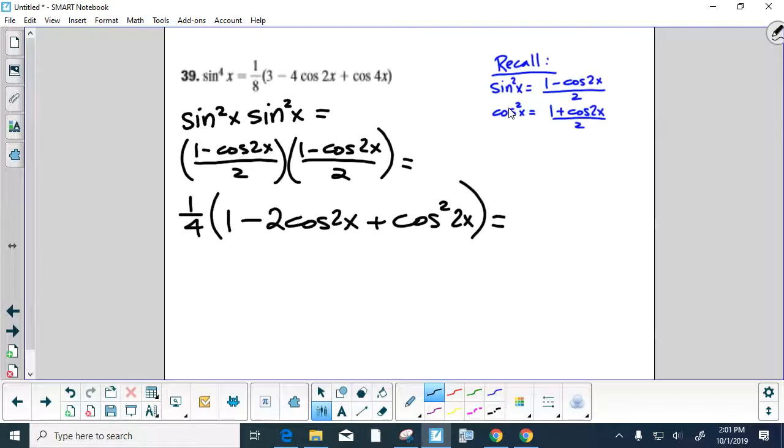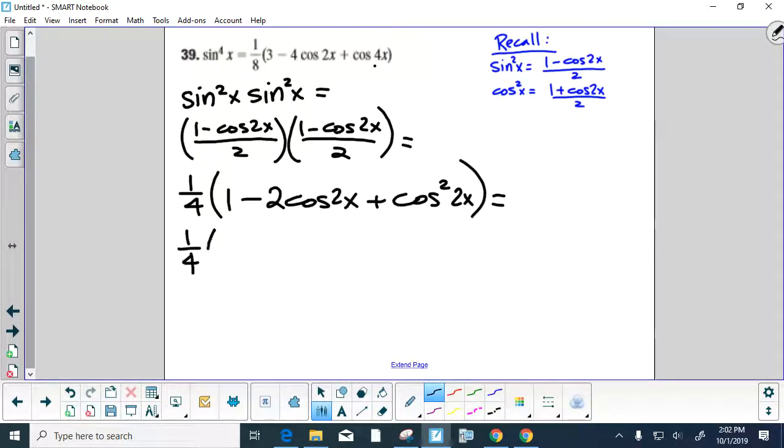But what do I need? I need a 4x. So I'm going to change this to the 4x. Whoops, wait a minute. So this is 1/4 times 1 minus 2 cosine 2x plus, well, what can I replace that with? 1 plus cosine 4x, because this is a 2x. If I use a 2x here, this is a 4x over here. So this is going to be over 2.